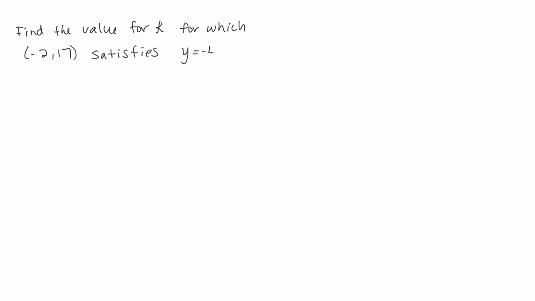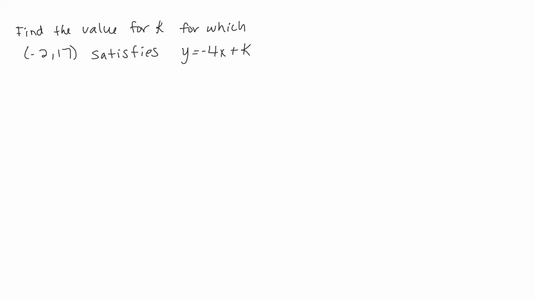y equals -4x plus k. So you have to figure out what this value k is. We know that x is -2. We know that y is 17. So what we need to do is plug those two coordinates in that ordered pair solution into this equation and solve for k.